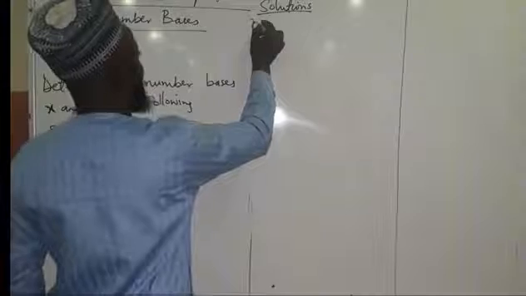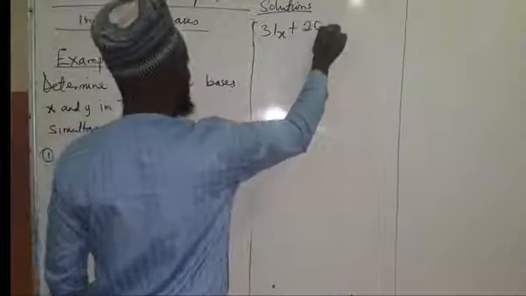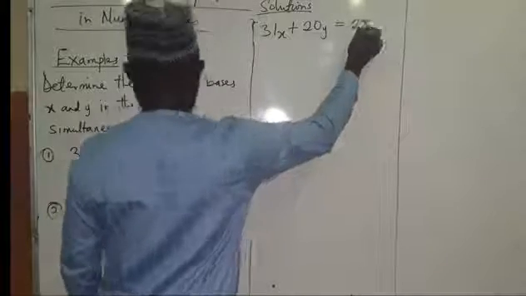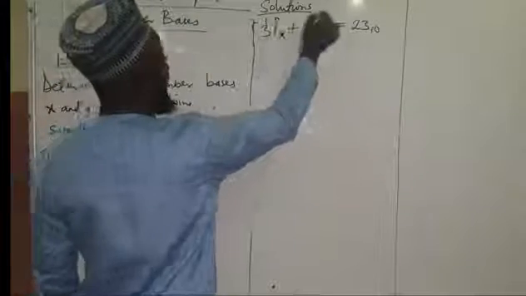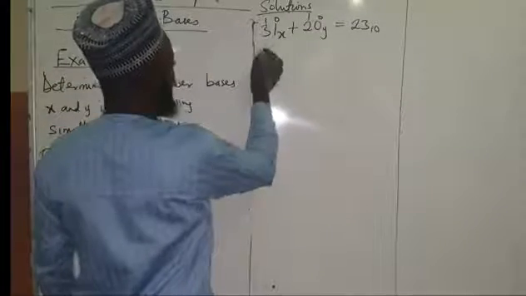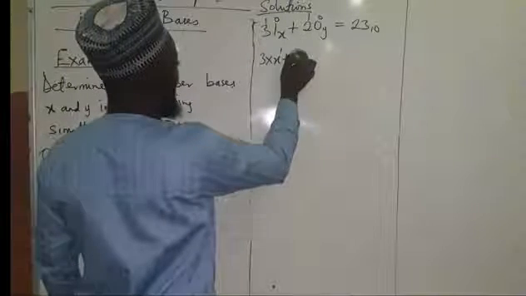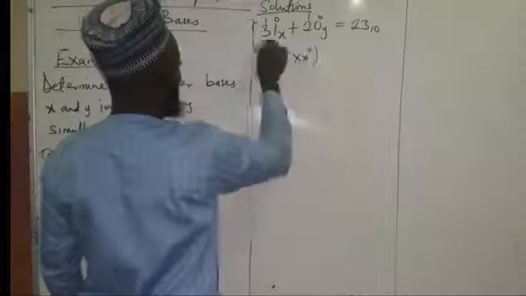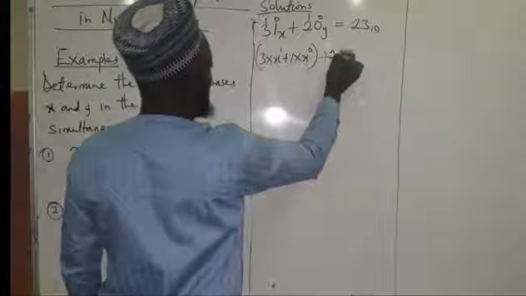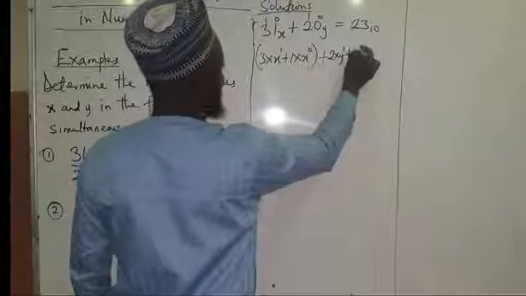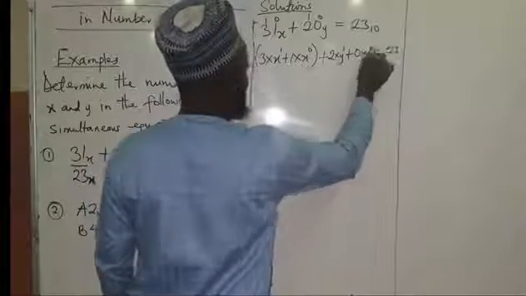So we have 31 base x plus 20 base y equals 23 base 10. This one is already in base 10. We're going to express this using place values. So this will be 3 multiplied by x raised to power 1 plus 1 multiplied by x raised to power 0. That's the first one. Plus this one, 2 multiplied by y raised to power 1 plus 0 multiplied by y raised to power 0 equals 23. This is the second part.